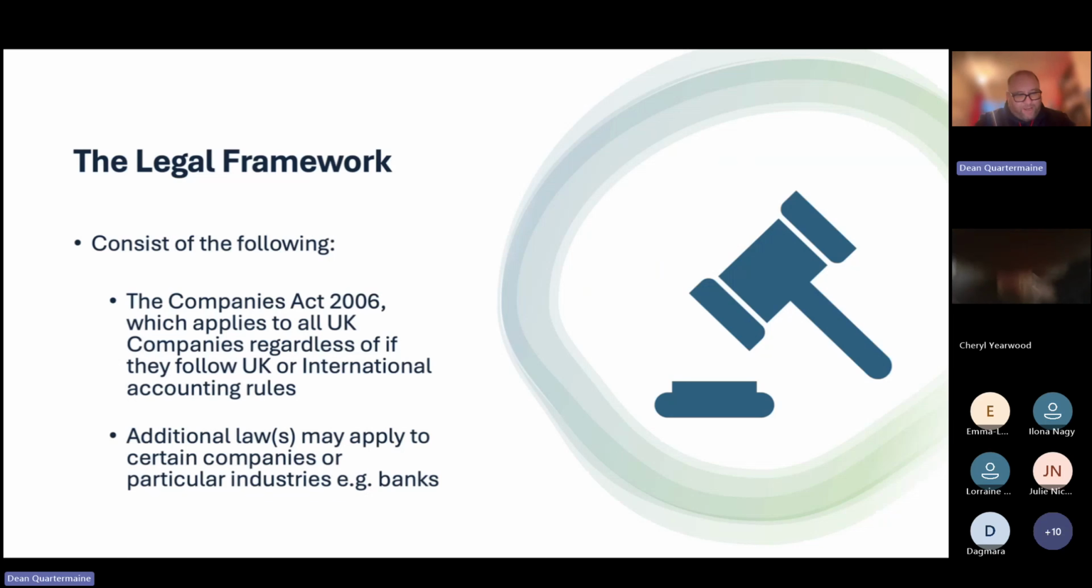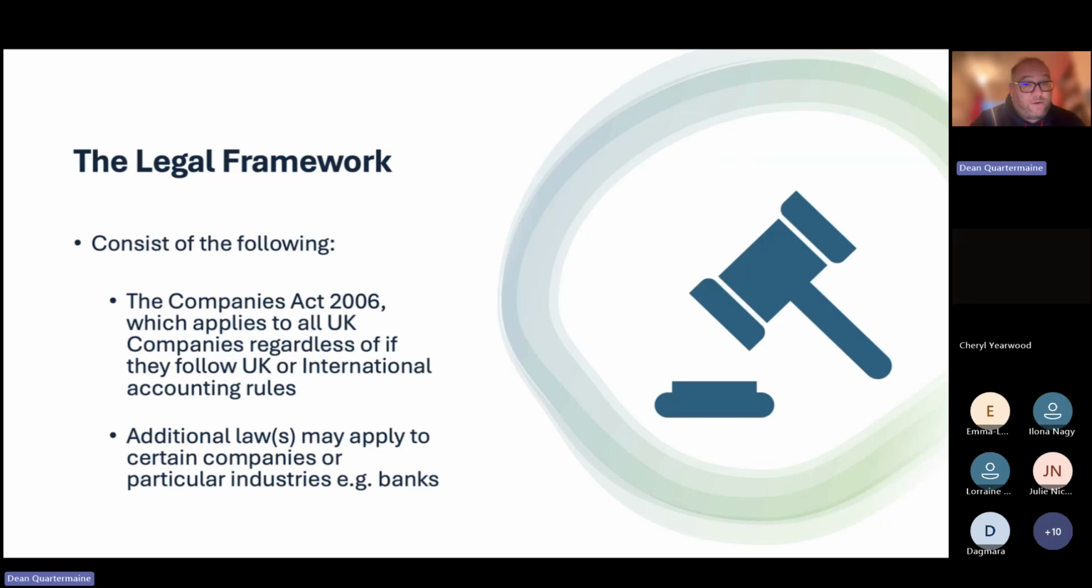So you think about banks, so banks have lots of legal requirements, and financial services institutions are obviously responsible to the Financial Conduct Authority, financial regulation. So there are additional legal requirements there that are very much specific to the industry sector in which you're operating.